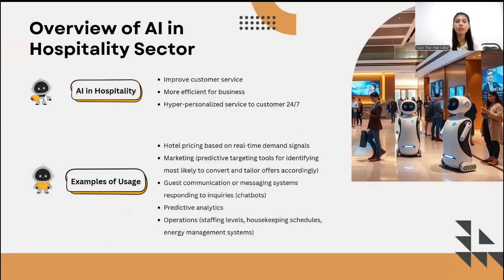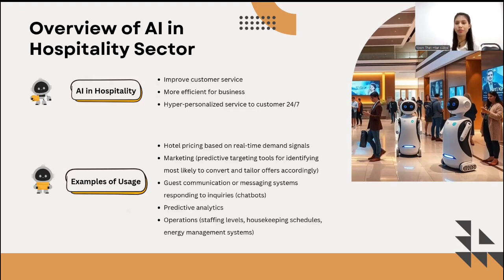In this slide, I would love to share the overview of AI in the hospitality sector. If you wonder how AI like robots and machine learning are taking a role in the hospitality sector, I will explain by providing examples. Let's start with how AI is used in the hospitality sector. In general, there are 3 major parts that AI is used for and replacing in the hospitality sector, and that is improving customer service, providing more efficiency for business, and hyper-personalized service to customers 24/7. So these are three major tasks that AI is doing right now.